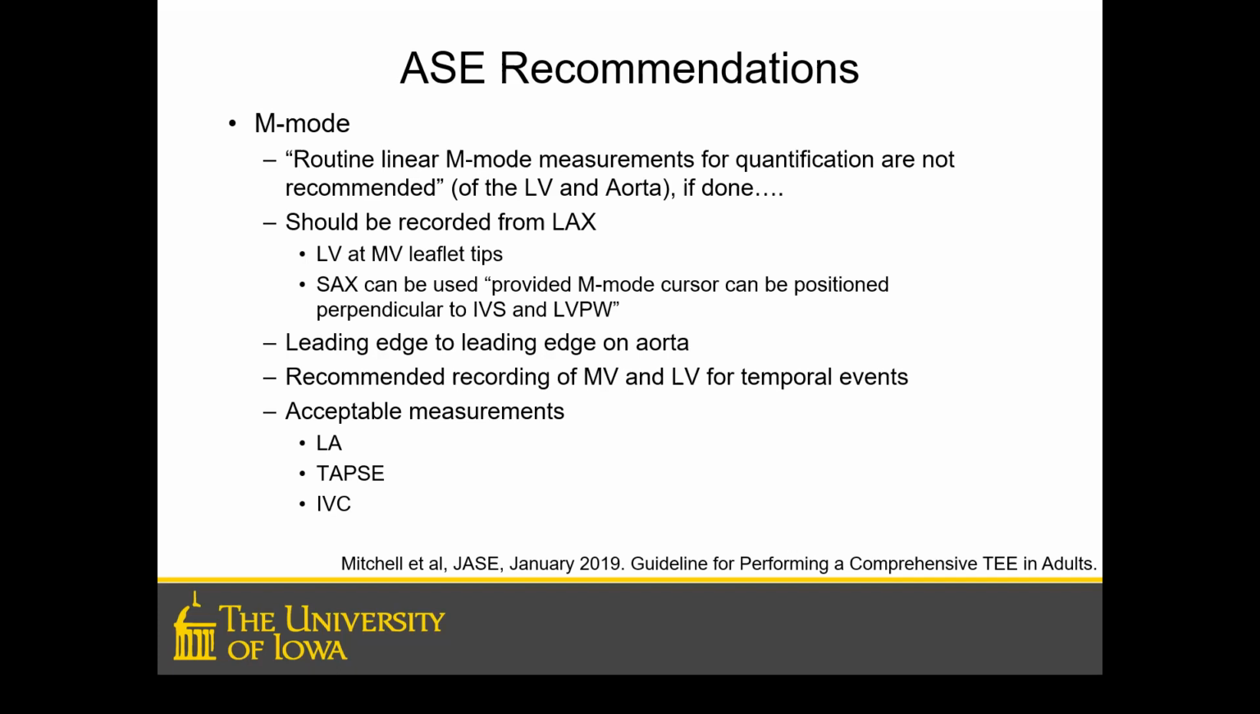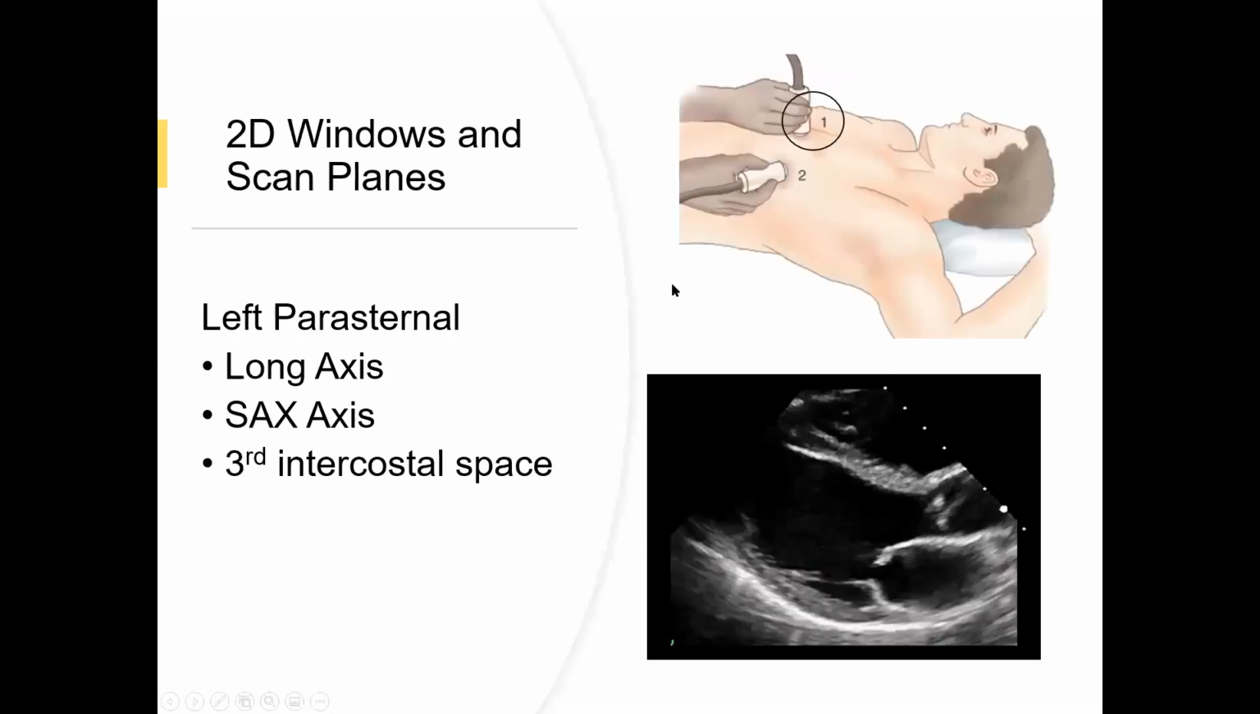And as you know, M mode for mitral valve prolapse and SAM, etc. And it's also very appropriate, of course, when we do TAPSE. Actually, that's how you do it, right? And with the IVC looking for collapse. So they're not suggesting that it shouldn't be used, just that it shouldn't be used for linear measurements of the LV. All right, so we'll start with the parasternal long axis.